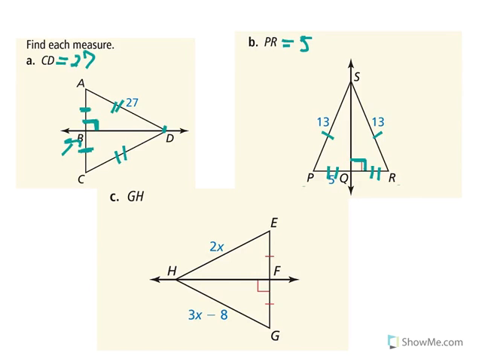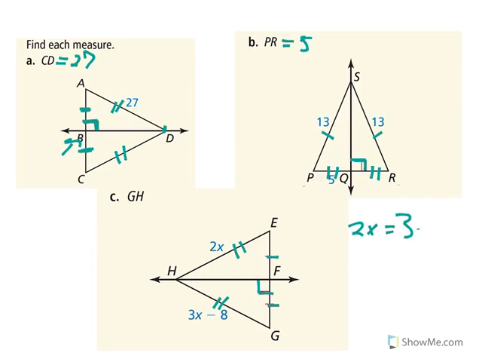Our last example of C has some algebra in there. Obviously, it has variables. So if we look at it, we know that this line of HF is perpendicular to the segment EG because we have our one line, we have our right angle. So that means these two have to be the same as well. That point H would be the same distance from E and from G.